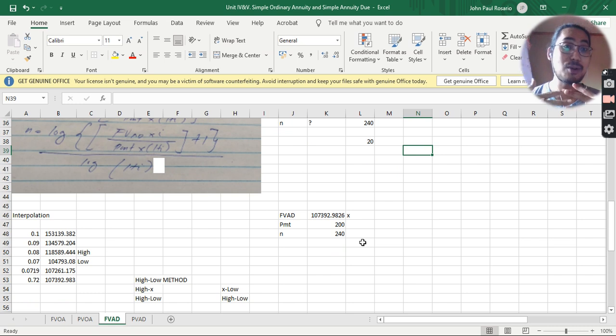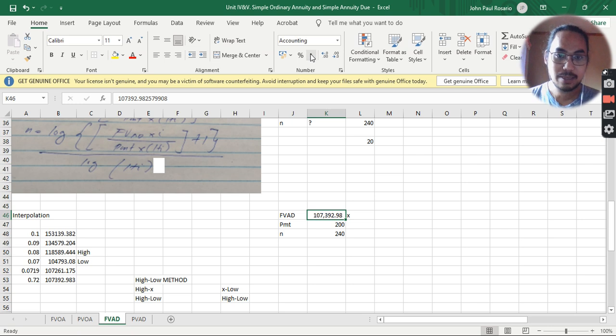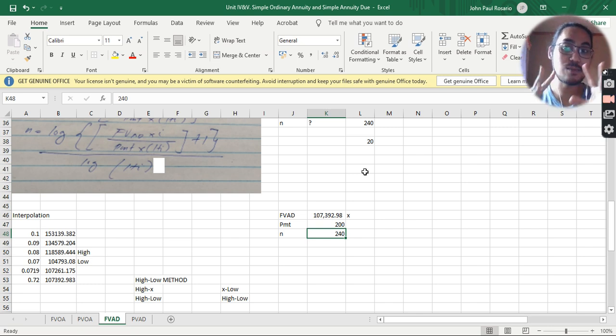Okay, so the next problem would be, what if the unknown factor is your I, or your interest? So now we will be using interpolation. Just like in the first video of this series, when the unknown value is the interest, you don't have any other choice but to use interpolation. So now we know that our FVAD is 107,392.98. Our payment is 200. Our N is 240. But we don't know what rate of interest was used.